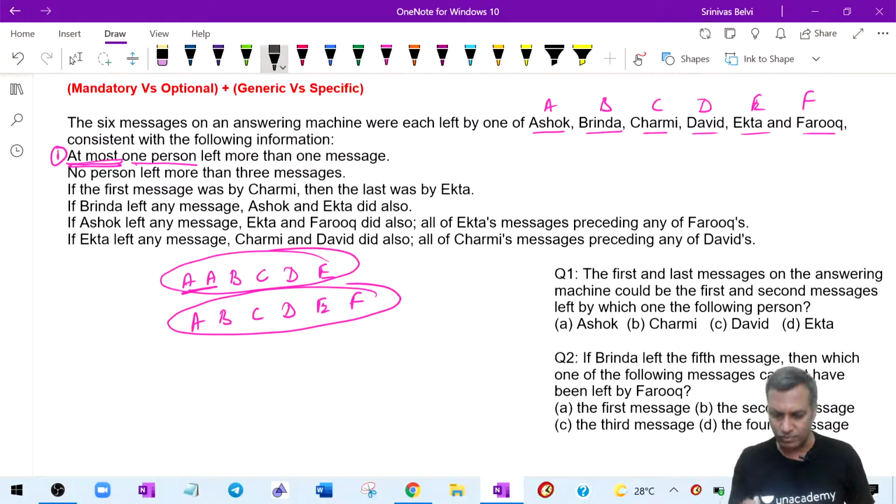Why was the first one possible? Because only one person has left more than one message. At most means maximum one. What is minimum? 0. Nobody left a single message. That is also possible. At most one person can leave more than one message.